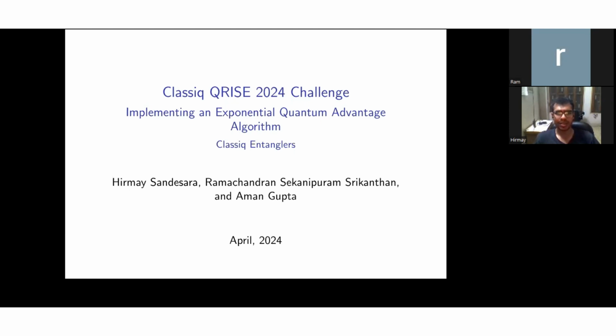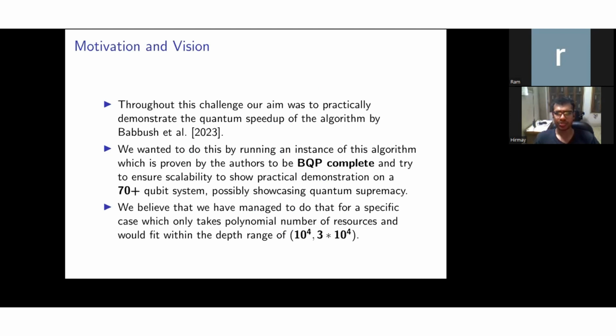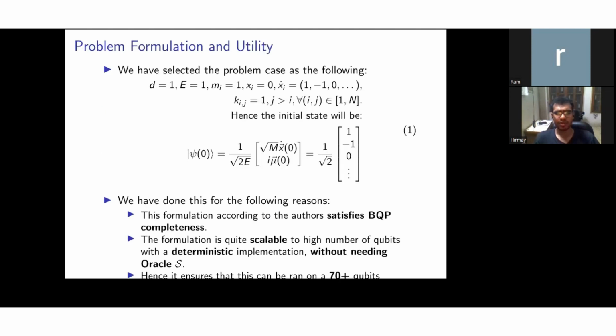by Babush et al. The motivation throughout this challenge was to demonstrate a quantum speedup of this algorithm. We wanted to show quantum supremacy, hence our ultimate aim was to do a practical demonstration on a 70 plus qubit system with appropriate depth. So we selected a problem formulation as seen here. The reason for this is that this is an extension of the one that the authors showed to be BQP complete. The problem formulation is quite scalable, and we'll later take necessary steps so that we have a deterministic implementation without needing oracles.